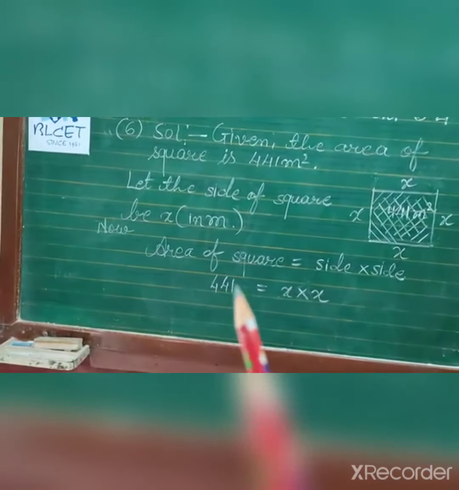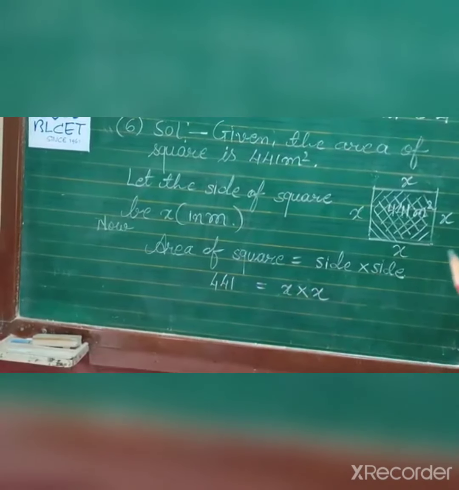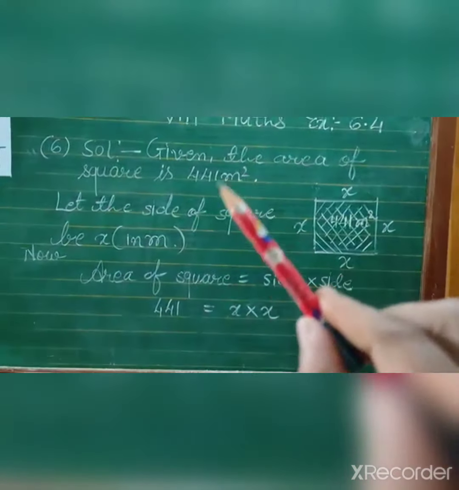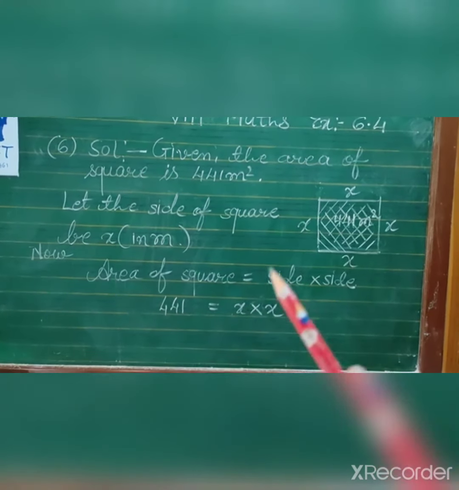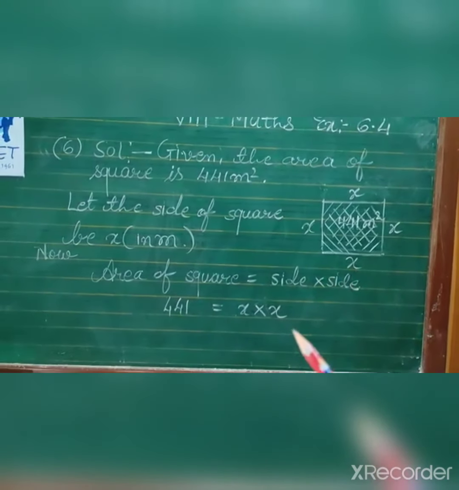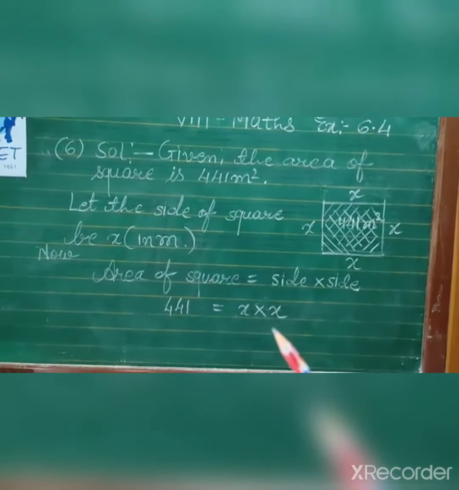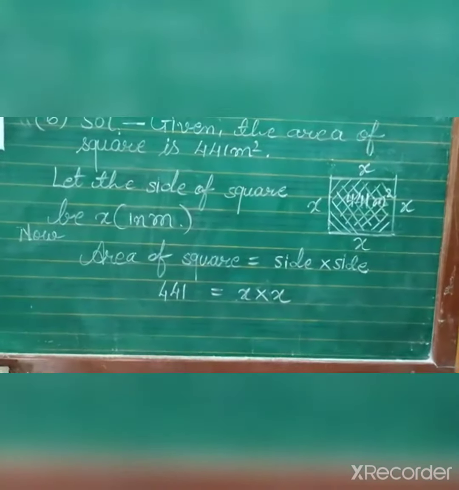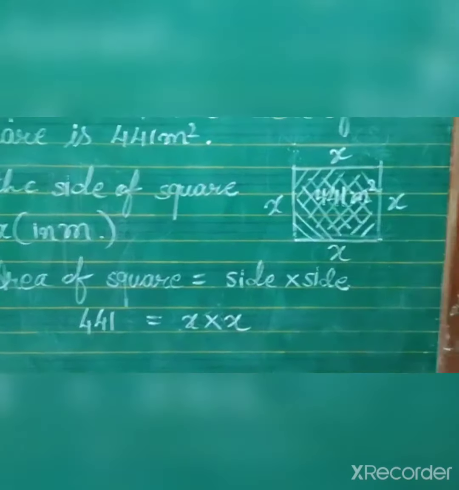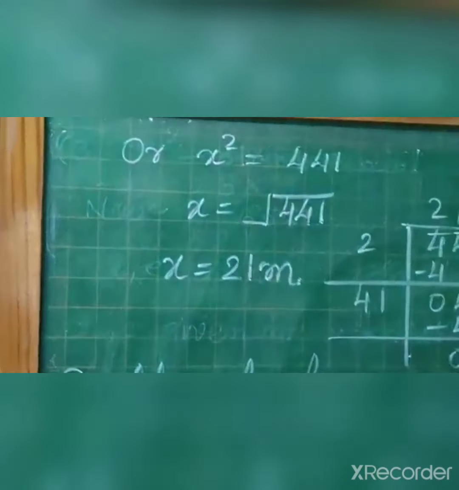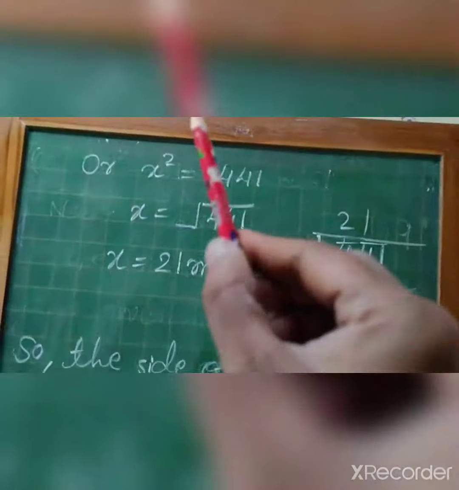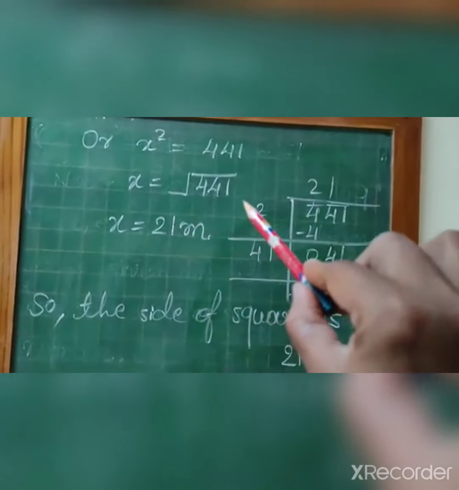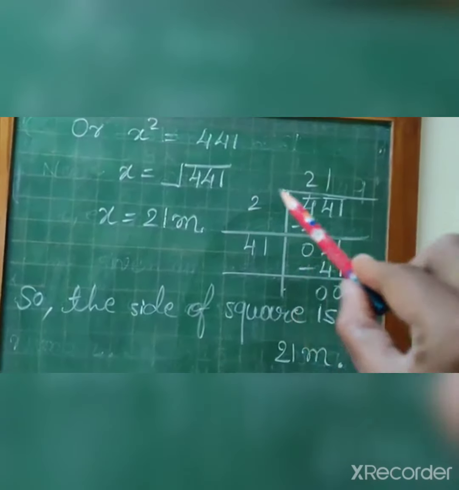Now we know the formula. Area of a square is equal to side into side. Area of the square, you know in the question. Side into side, that means x into x. The unknown value is this, we have to calculate this. We keep this value on the left hand side. So x square is equal to 441. x equals square root of 441.